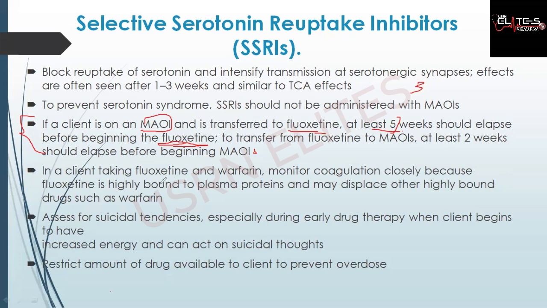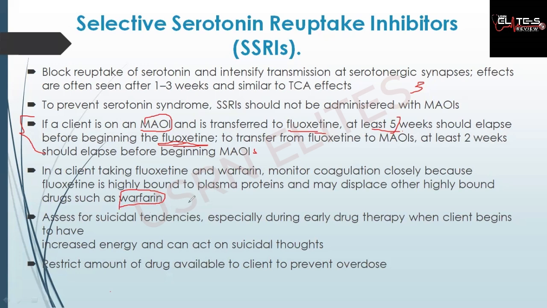In a client taking fluoxetine and warfarin, you have to monitor coagulation closely, because fluoxetine is highly bound to plasma proteins and may displace other highly bound drugs such as warfarin, which means that it will not allow some anticoagulants, especially warfarin, to work well.